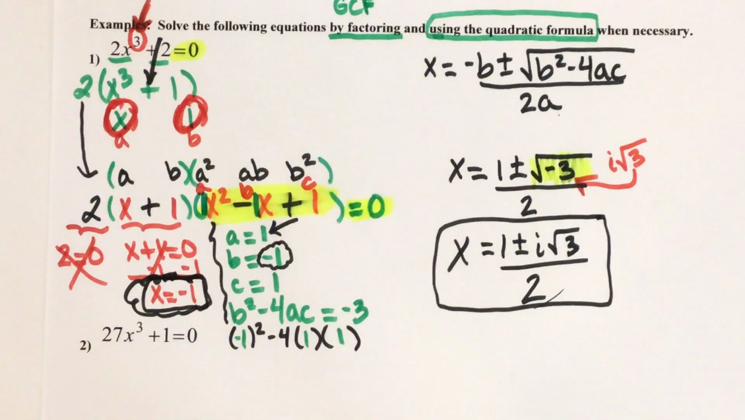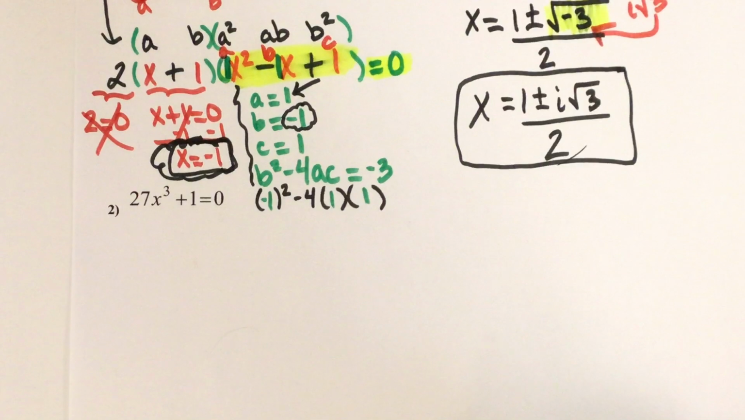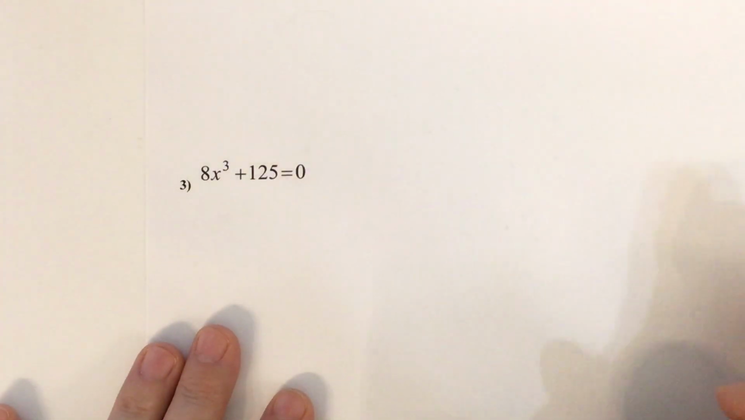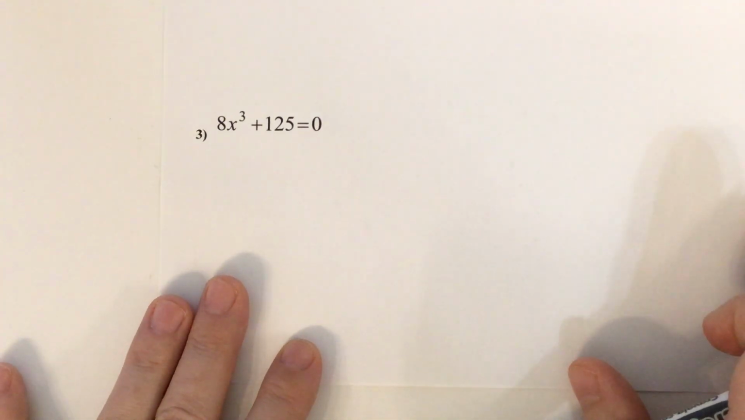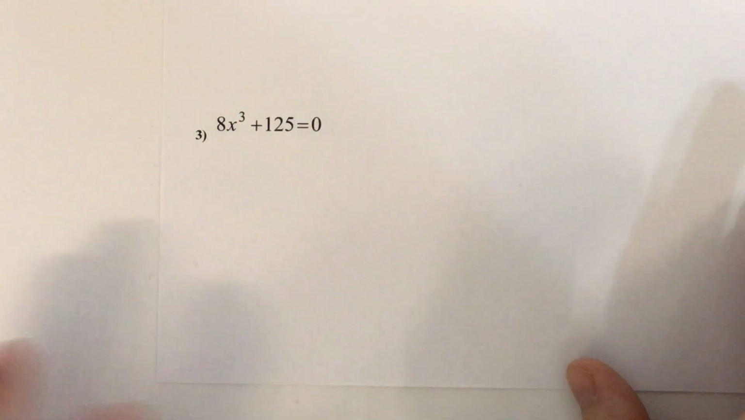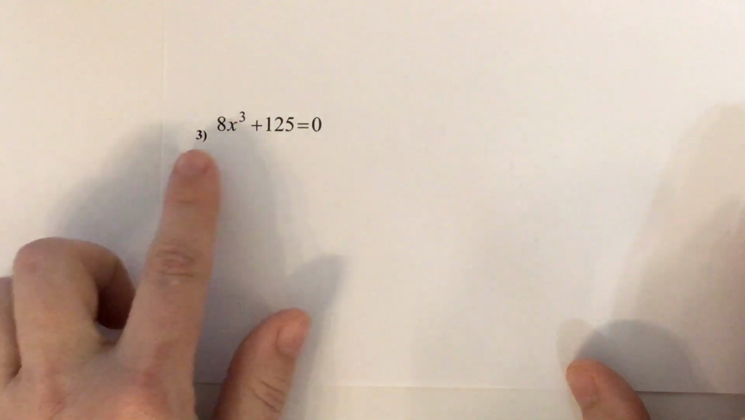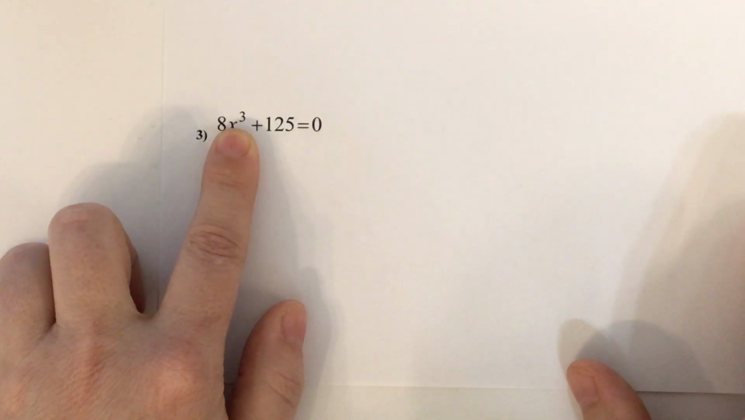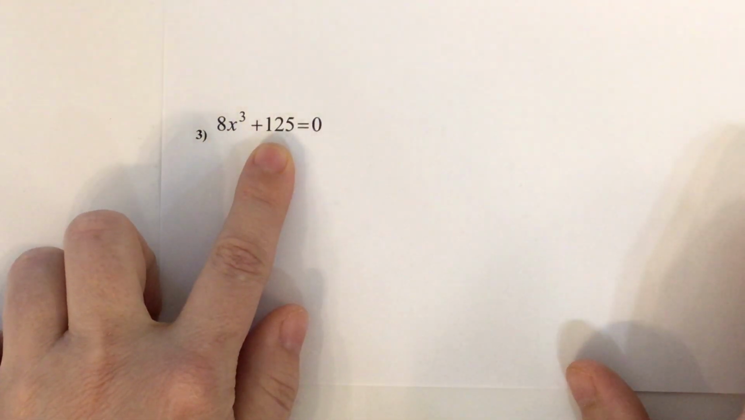Okay, let's go down to number 3. Number 2 is exactly the same, but let's just jump down to number 3. First I look for a GCF. There is not one. It looks like a sum of cubes. 8's a perfect cube. Exponent's a multiple of 3. 125 is a perfect cube.